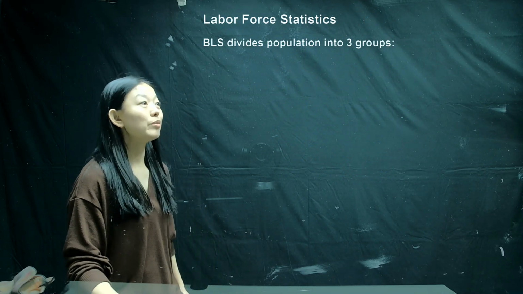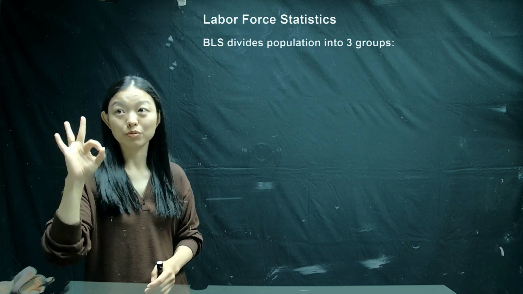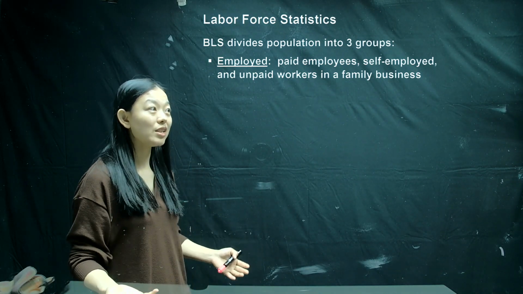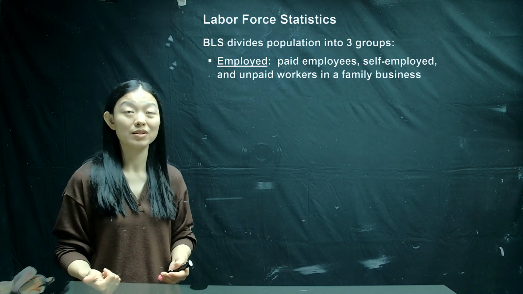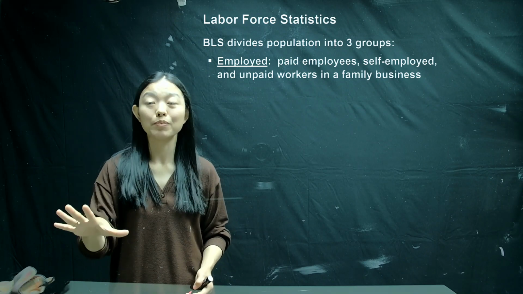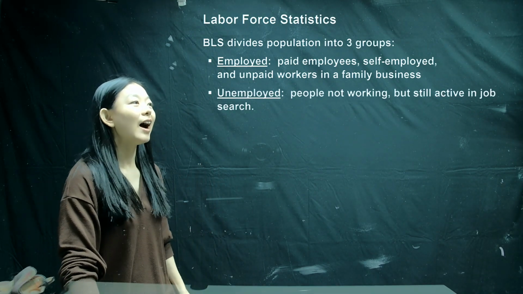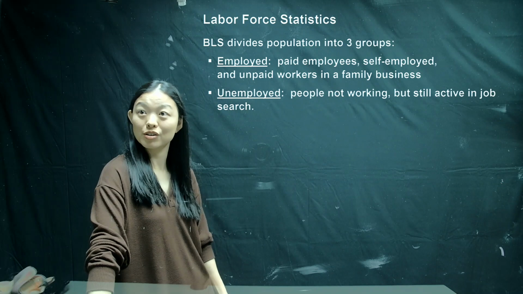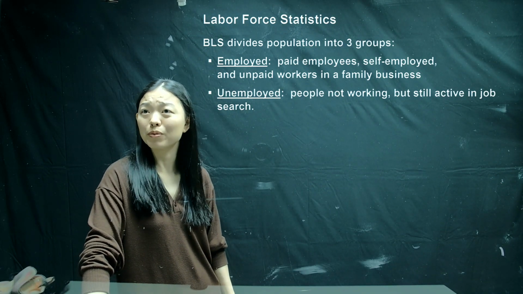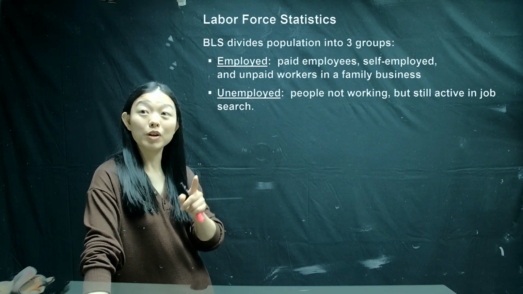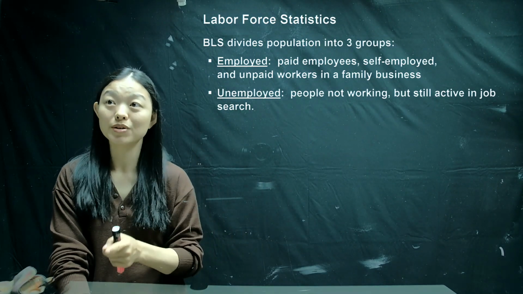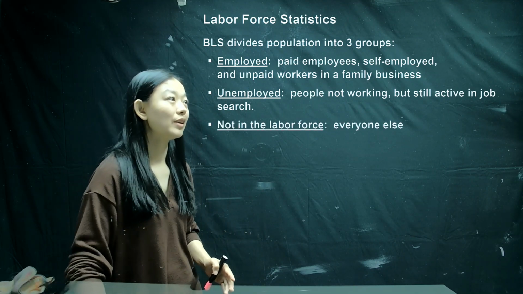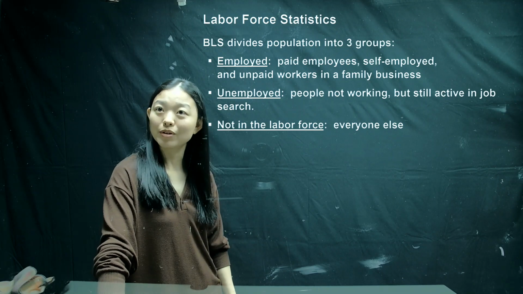The BLS divides the population into three groups. Pay attention. The first one is people employed. Employed includes paid employees, the self-employed, or unpaid workers in a family business. Those people can all be treated as the employed category. The unemployed category is people who are not working but are still active in job search. This is the part used to compute the unemployment rate. If people lose interest in finding a job, they cannot be treated as unemployed, because they move on to not in the labor force.